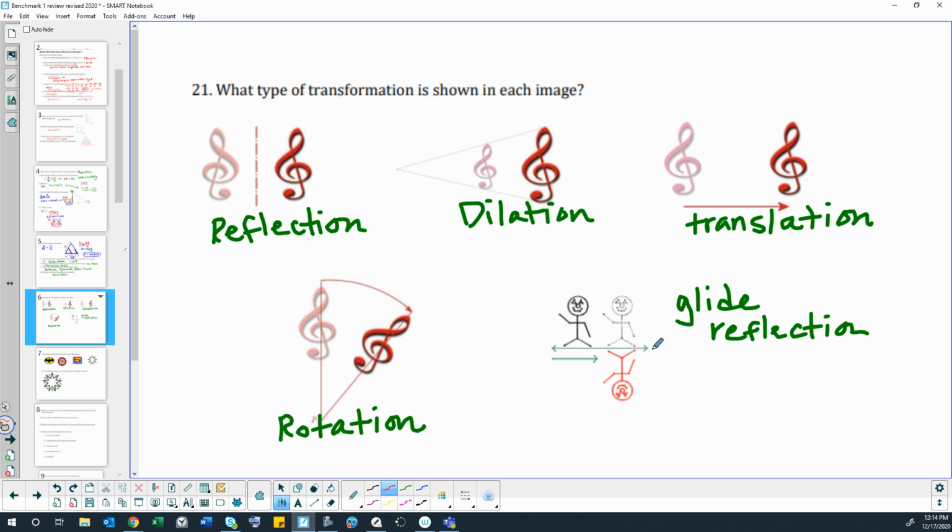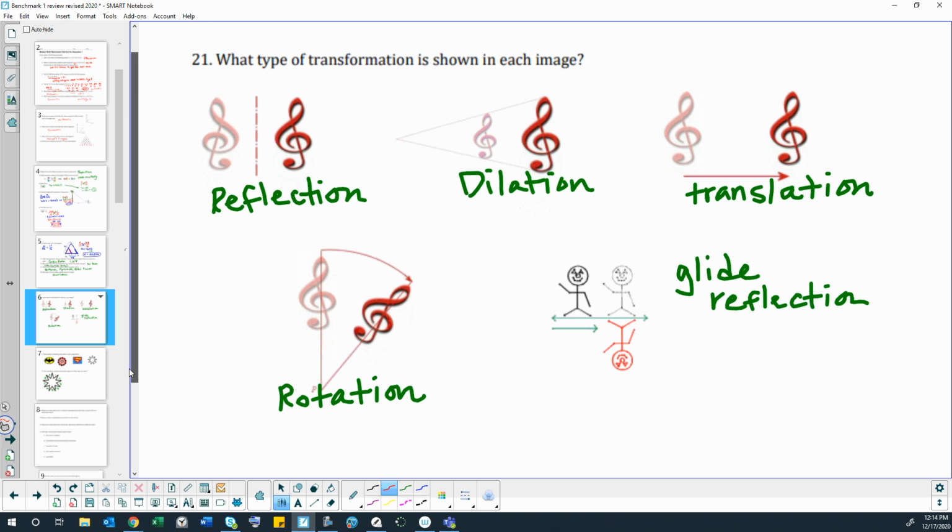So it can either move by translating or by rotating and then reflecting. So you can tell a glide reflection because it's reflected, it's backwards, but it's not going to be directly across a line.